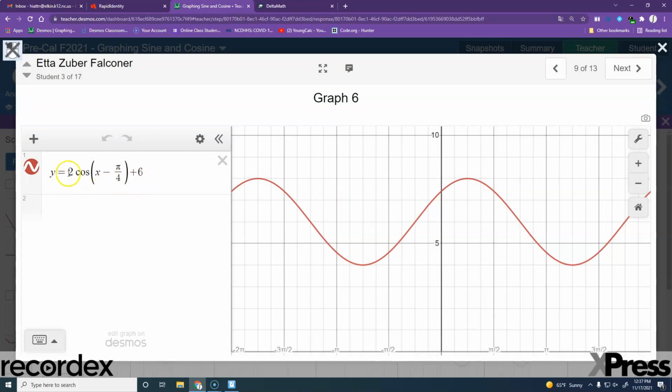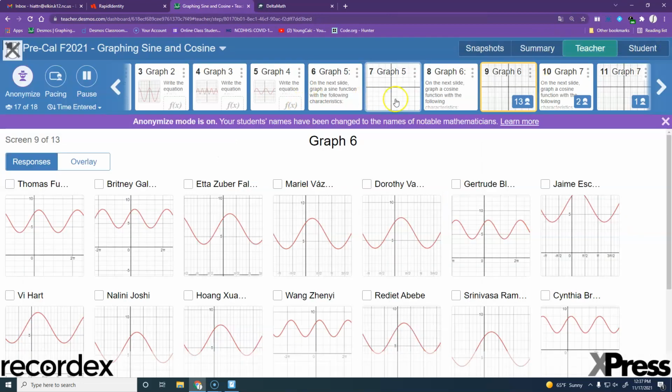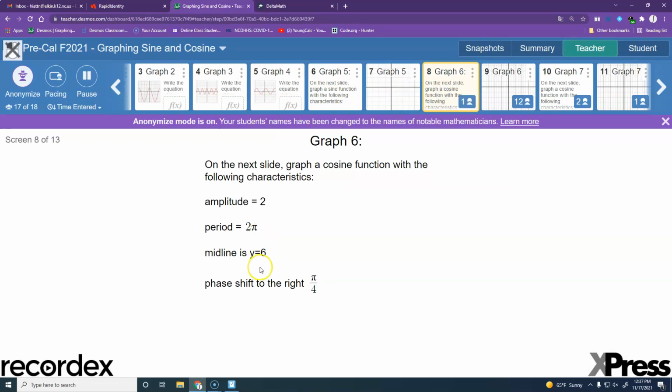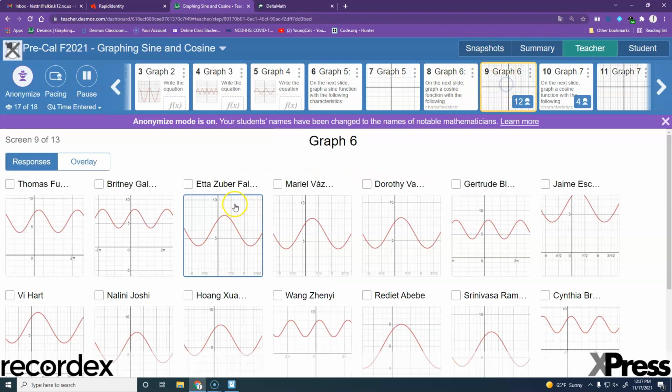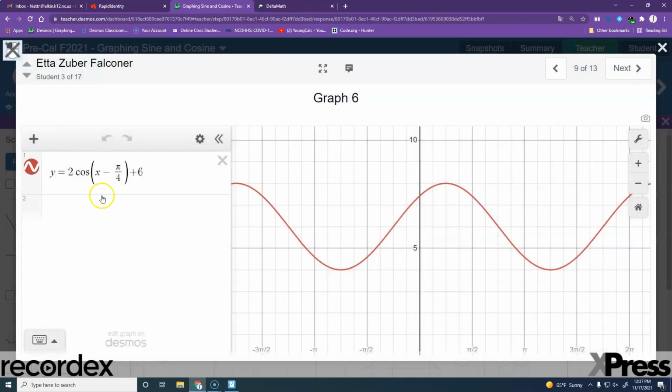So amplitude has to be 2, you have to have a 2 right here. Midline has to be 6, you have to have plus 6 on the end. No number in front of your x because the period is 2 pi, that means it doesn't change. And the minus pi over 4, did it say which direction? I've forgotten what the question was asking. Phase shift right pi over 4, so it should be minus. Yes, that's correct. So this equation right here is definitely what you should have.